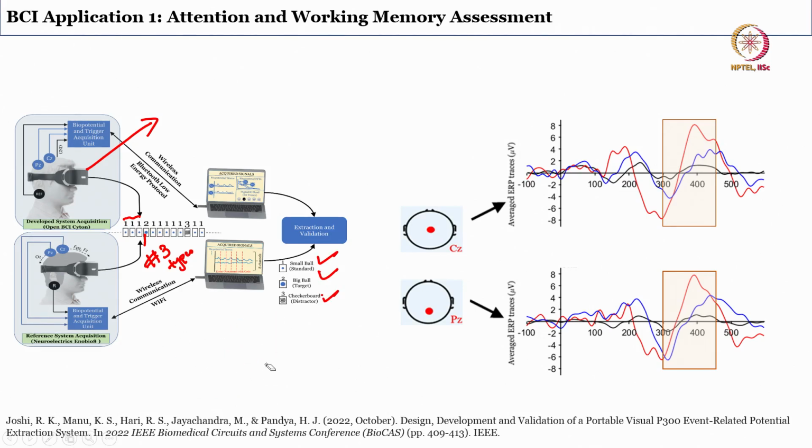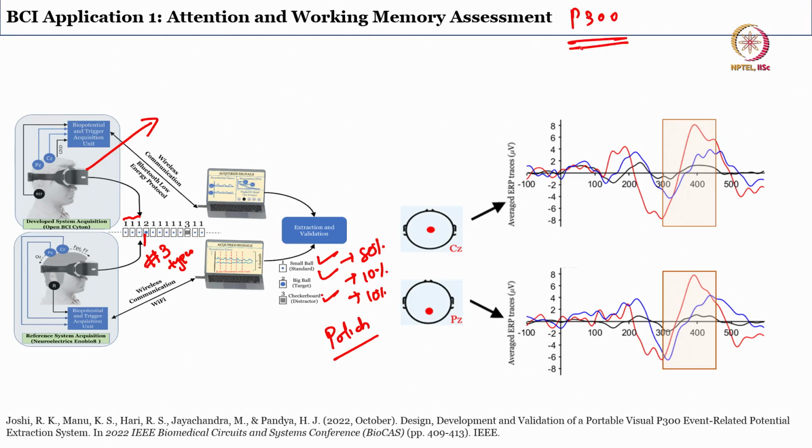But the important point to notice here is that the small ball is the standard, the big ball is the target, and the checkerboard is the distractor. They are presented with 80, 10 and 10% probability. Now why this 80, 10 and 10? This is a known paradigm by Polich to generate P300.